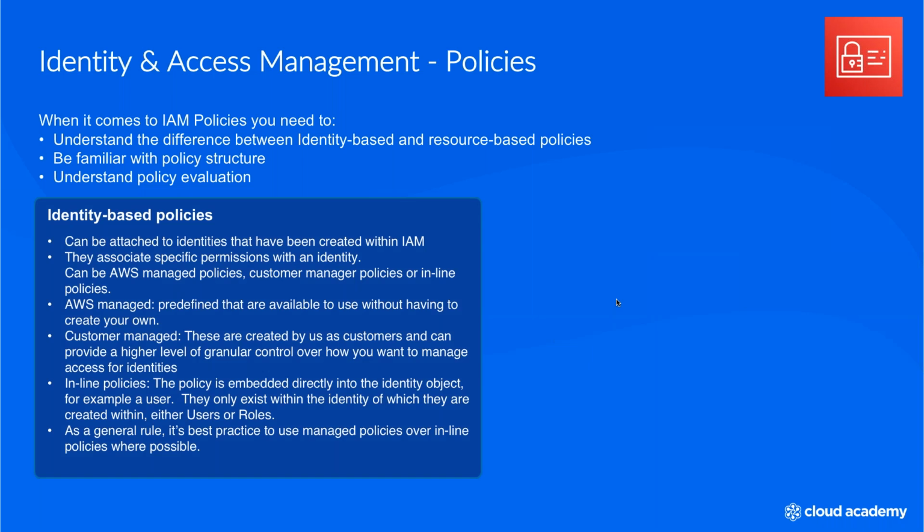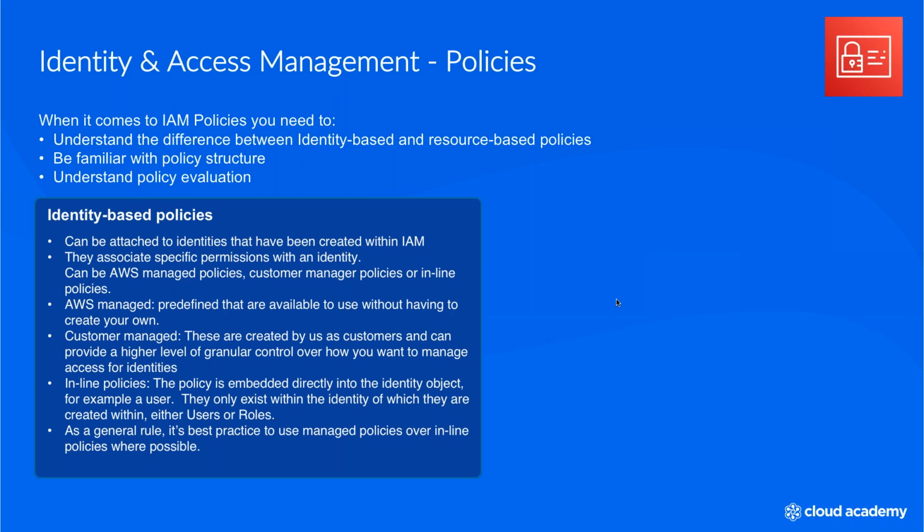So identity-based policies. If you've been using AWS for any length of time, then this type of policy is probably the most familiar to you. You're able to attach these policies to identities that have been created within IAM, such as users, groups, and roles, and they essentially associate specific permissions to a particular identity. Identity-based policies can either be AWS managed, customer managed, or inline policies. So let's take a look at each of those.